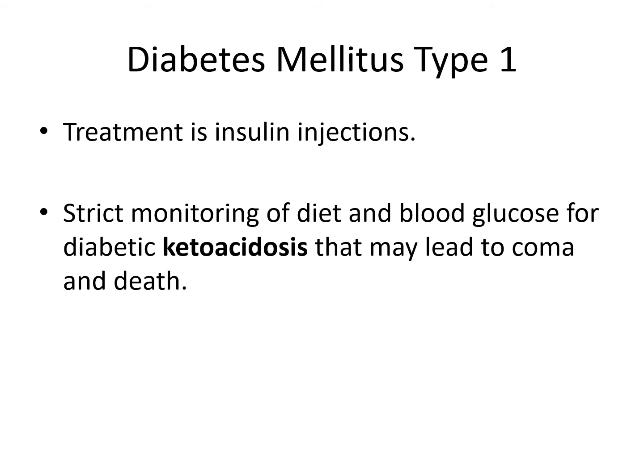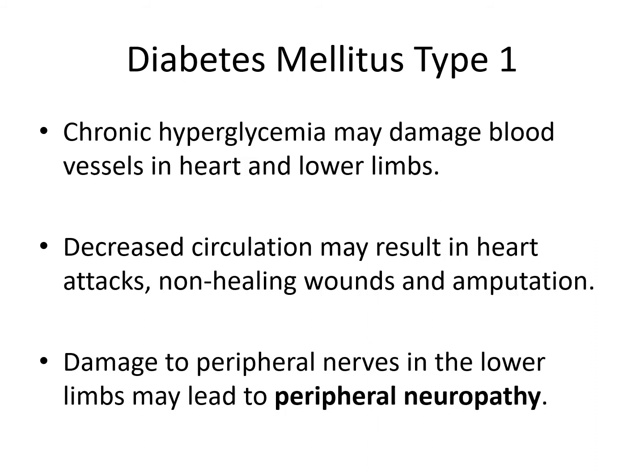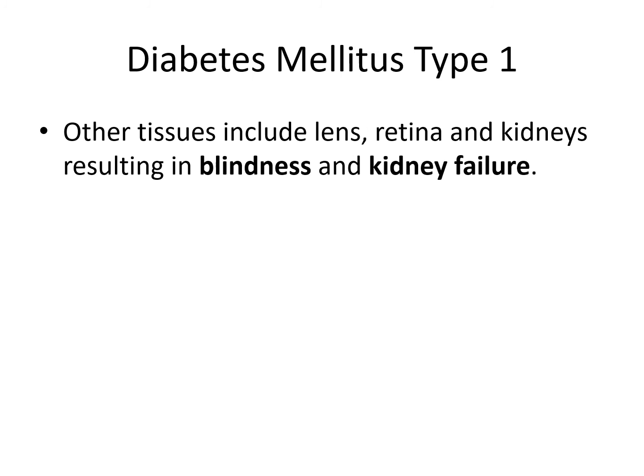The treatment is insulin injections, and it requires strict monitoring of diet and blood glucose for diabetic ketoacidosis that may lead to coma or death. So this is the acidosis we mentioned, from the production of ketone bodies. Chronic hyperglycemia may damage blood vessels, heart, and lower limbs. It may cause decreased circulation, heart attacks, non-healing wounds, and may require amputation. Peripheral nerves may be damaged in the lower limbs, leading to peripheral neuropathy. Other tissues include the lens, the retina, and kidneys, resulting in blindness and kidney failure as a result of diabetes mellitus type 1.